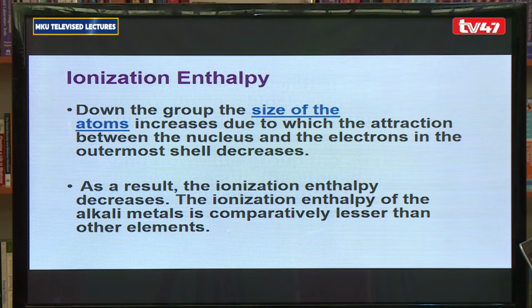The other thing is the ionization enthalpy. The ionization enthalpy is the energy required to remove an electron from a gaseous atom. So as we move down the group, as the atomic radii increases and the shielding effect increases, then it becomes easier to lose an electron, and so the ionization enthalpy, or the ionization energy, also decreases down the group as the size of the atom increases.